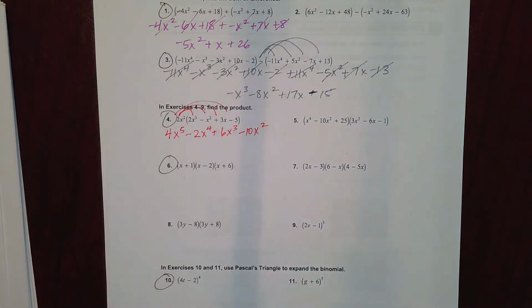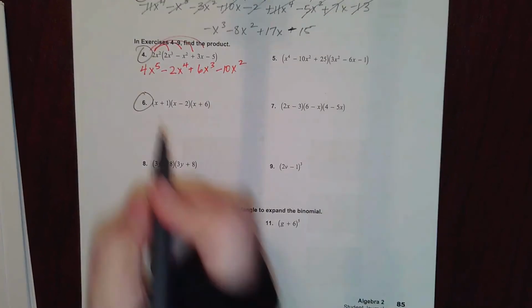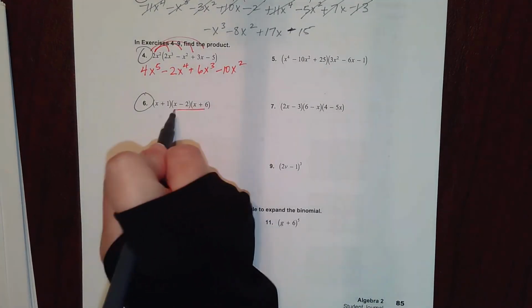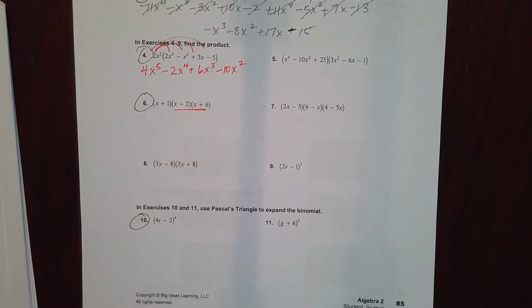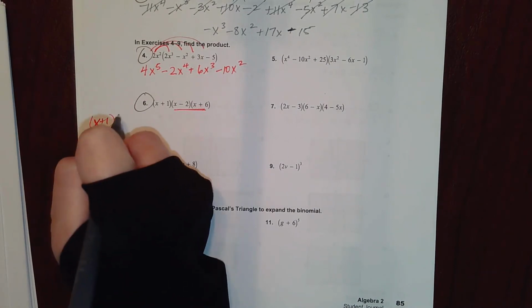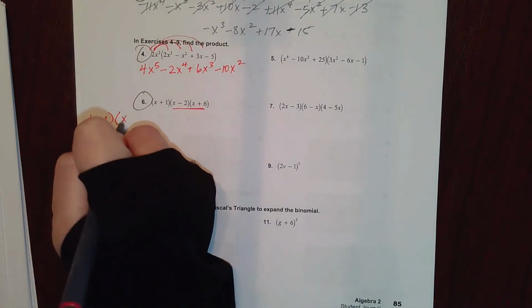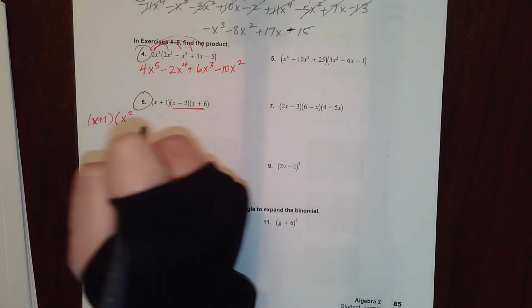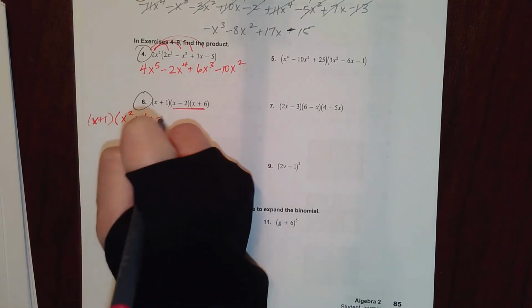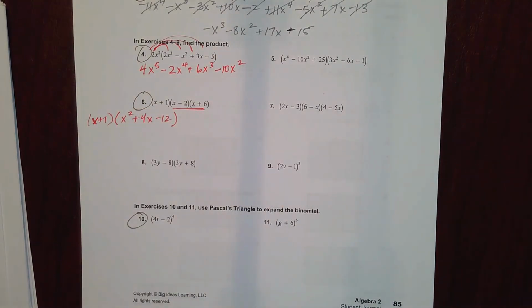Now the products can get a little more tricky. If I have three binomials, I can't use Pascal's triangle for this one because the binomials are not the same. So my strategy is, I generally take the last two and I FOIL them out. The x plus 1 is just going to come along for the ride. If I FOIL this out, I get x squared plus 6x minus 2x is plus 4x, and then minus 12.